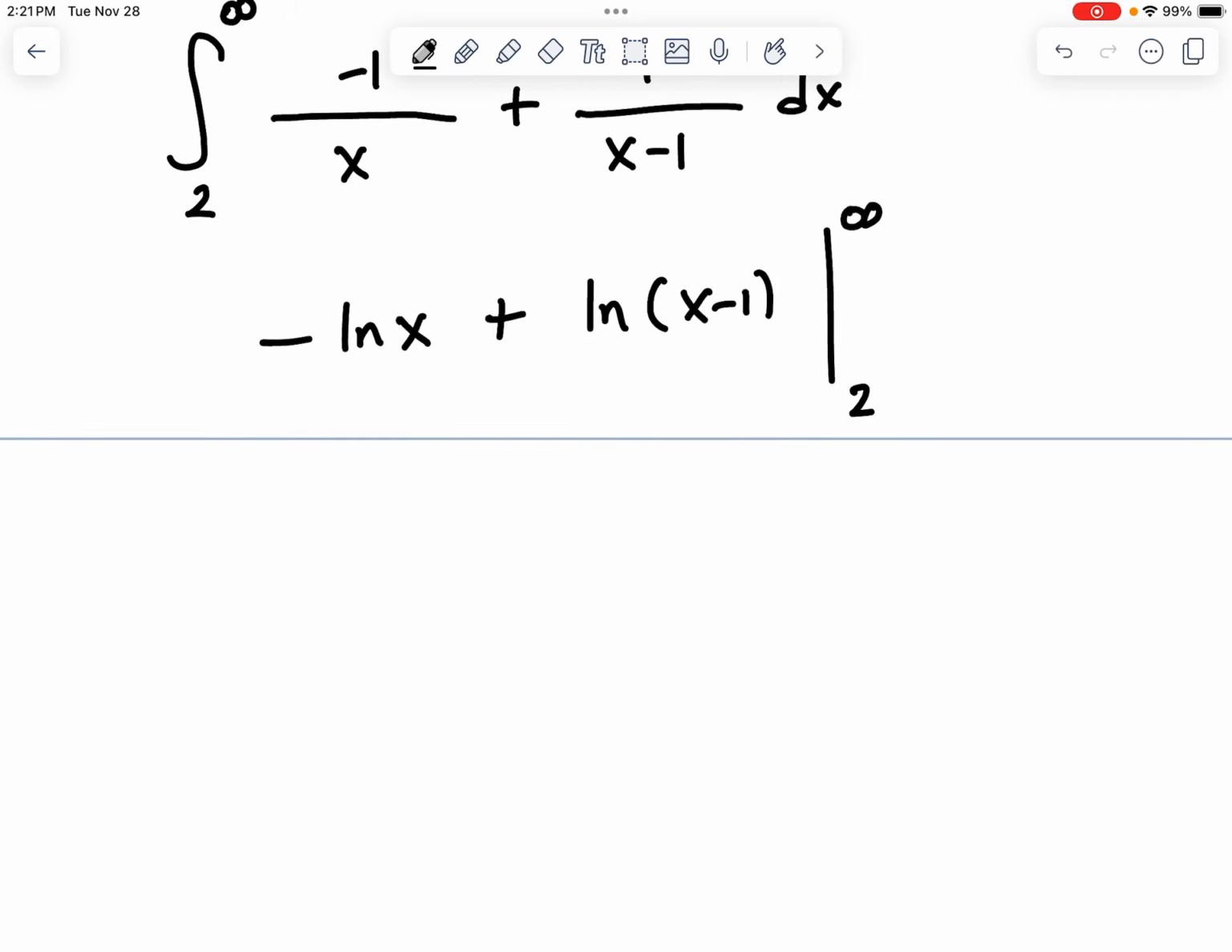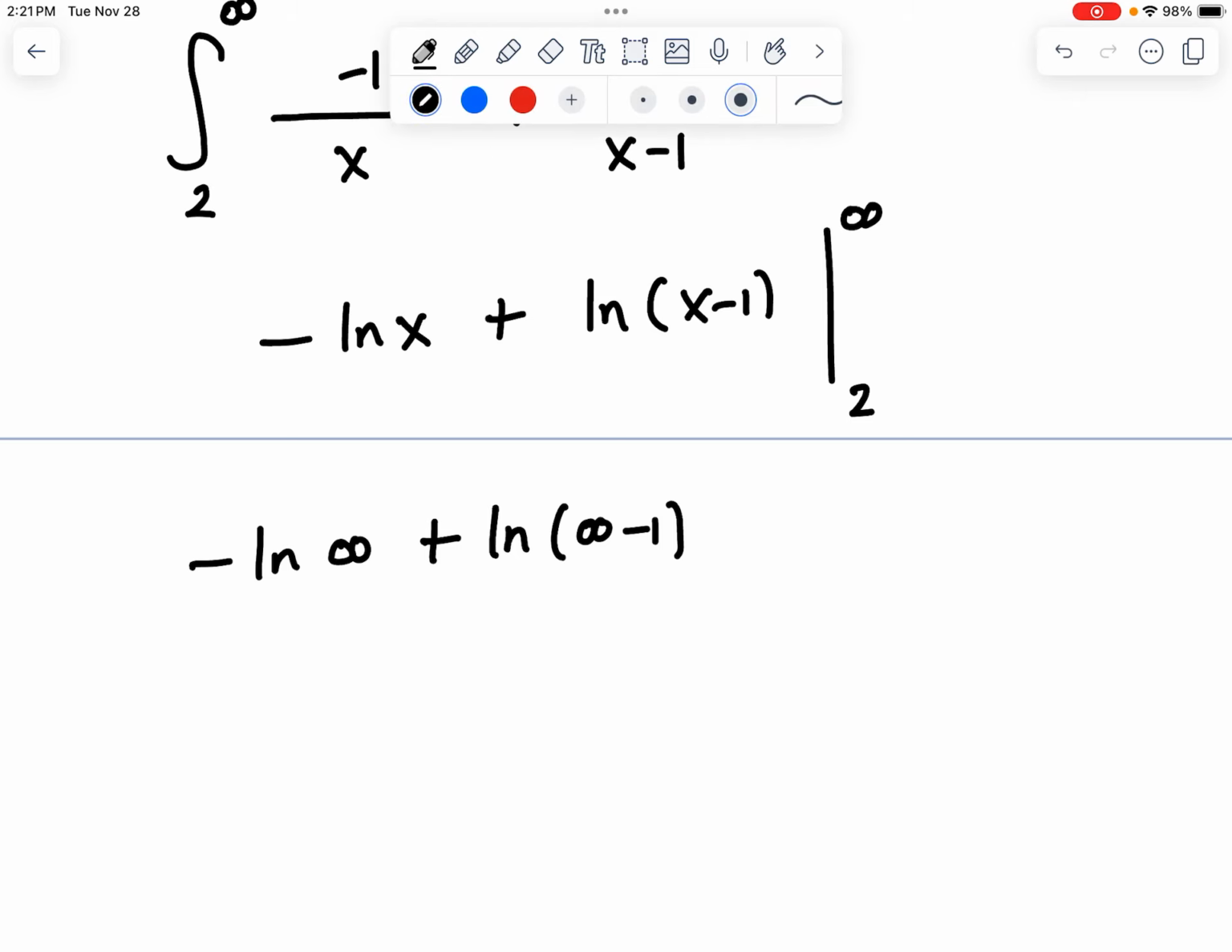So when we use infinity, that's going to be the negative natural log of infinity, and that is going to turn out to be negative infinity, plus the natural log of infinity minus 1, that is going to turn out to be positive infinity. So this even deserves a red pen. So this turns out to be negative infinity, and this turns out to be plus infinity. So they are going to cancel each other out and equal 0.